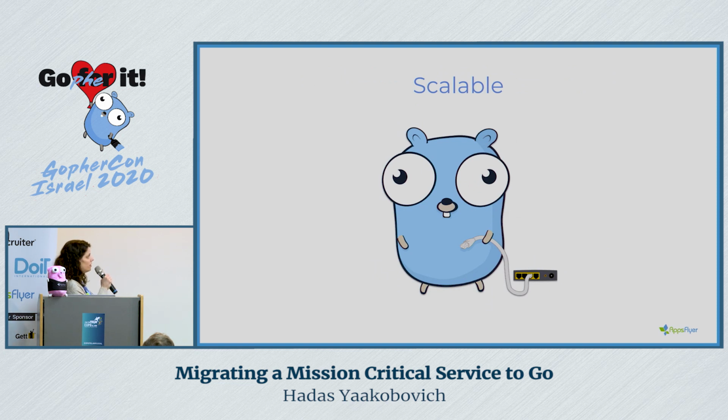Our first goal was to have a scalable service, one that could withstand our growing traffic. Go is scalable by nature, and the feature that it supports out of the box that boosted our scalability the most is Go's built-in reverse proxy. Its biggest advantage is the ability to stream the data through the proxy instead of storing it in memory.